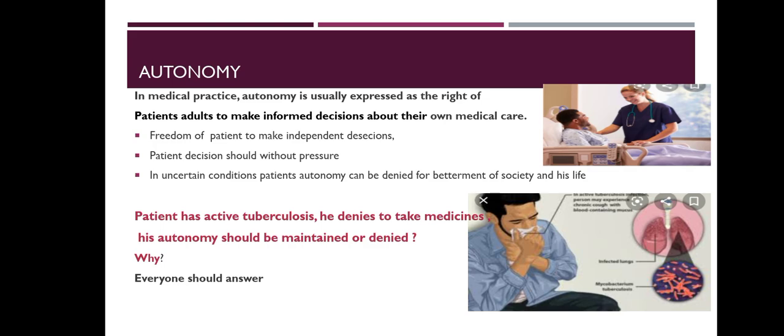Now I am giving you an example of a patient. It is also an example and a question. You have to answer this. A patient has active tuberculosis. You know, tuberculosis can be spread by aerosol particles that are carried from his cough, that come out of his mouth through cough. He is refusing to take medicine or follow any medical treatment or any medical precaution. So should his autonomy about this decision be maintained or denied? Everyone should explain it. I am telling you that this decision that he will not take any medicine can be harmful for society because he can spread TB to others.